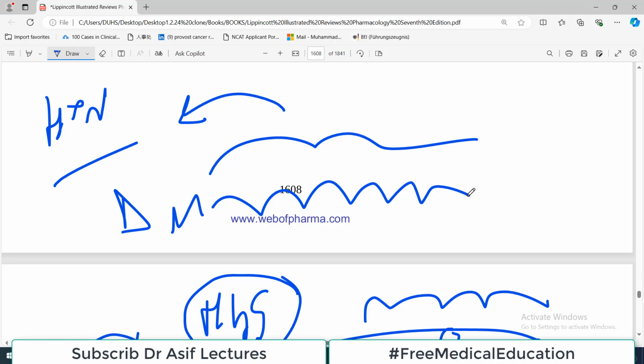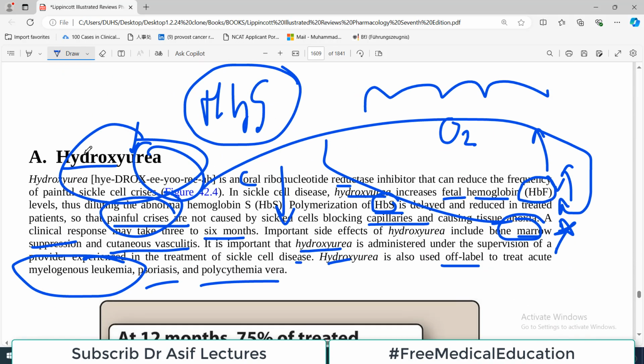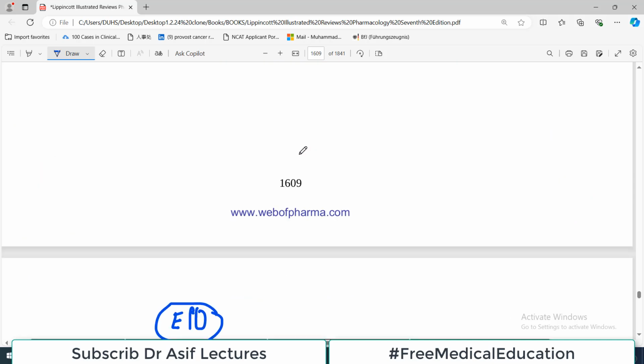So you try to control the disease, you try to control the patients clinically, and hydroxyurea is one of the same examples. Okay, so that finishes the chapter.